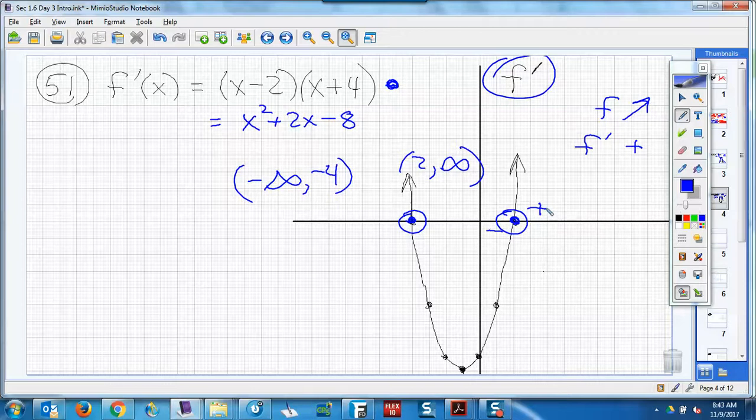Where is F concave down? F is concave down when F prime is decreasing. So F prime is decreasing all the way until negative 1, so from negative infinity to negative 1. And if it says justify or why, you would say that's where F prime is decreasing. Okay, negative infinity to negative 1. Sketch a graph of F.